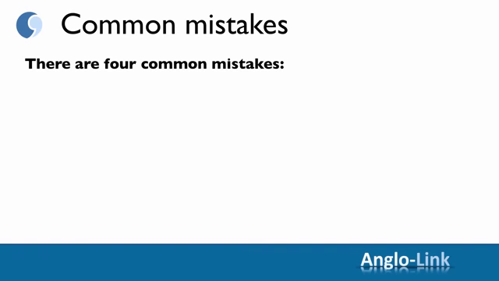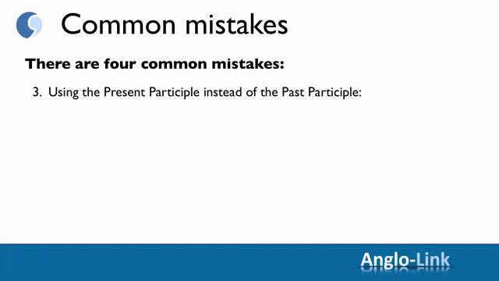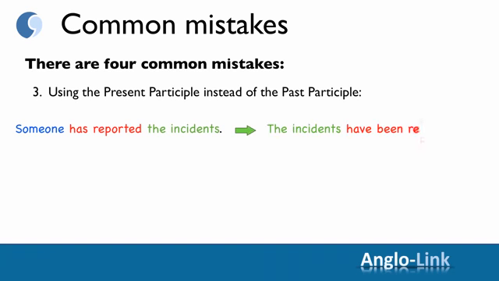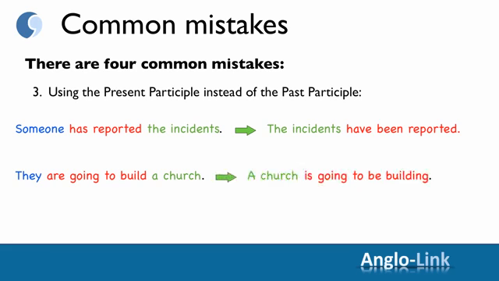Moving on to the third common mistake, and that is using the present participle instead of the past participle. Someone has reported the incidents. The incidents have been not reporting, but reported. Or they're going to build a church. A church is going to be not building, but built.